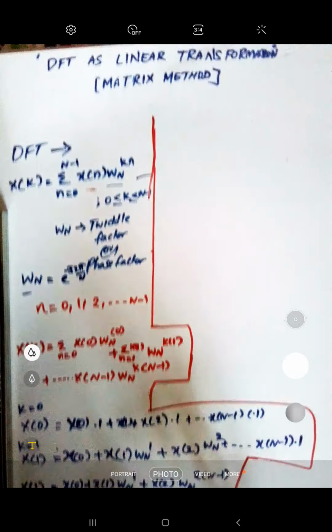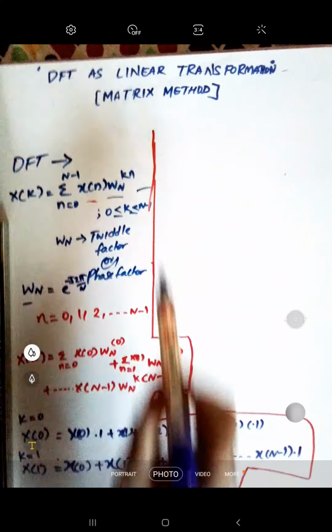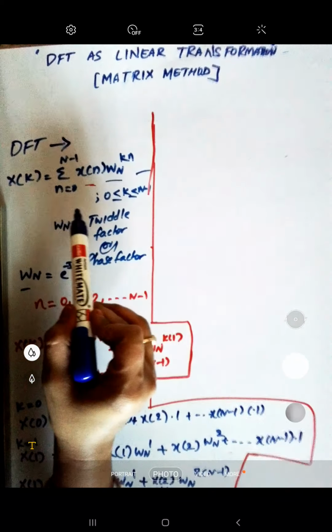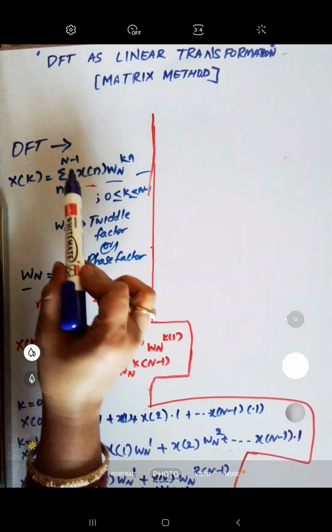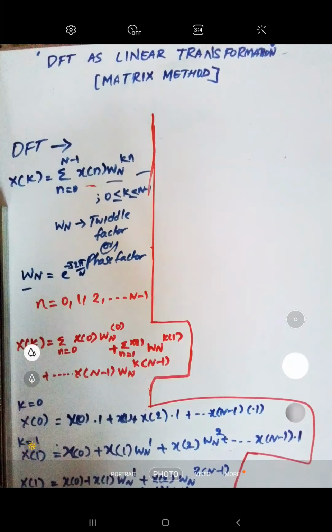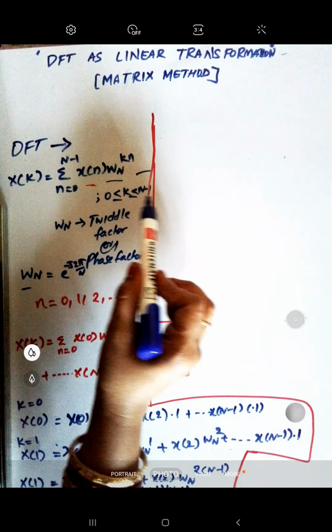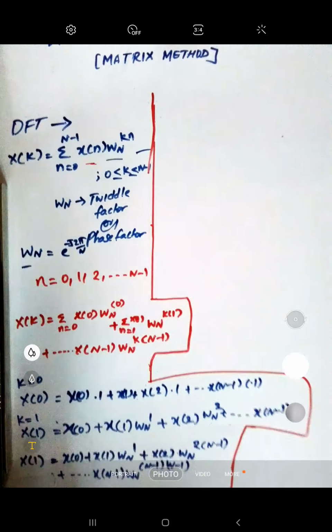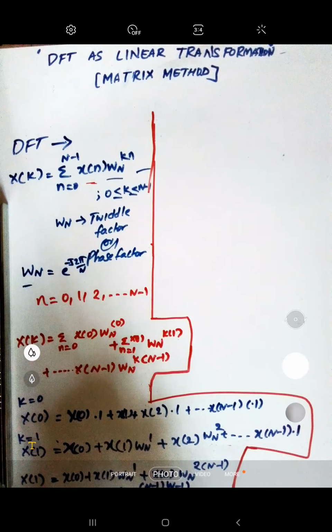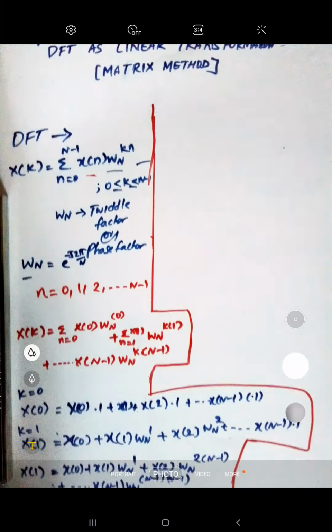In the previous video, we discussed the discrete Fourier transform as a linear transformation. Using the discrete Fourier transform equation, X of k is equal to the summation of n equal to 0 to N minus 1, x of n W_N to the power of kn, where the values of n and k range from 0 to N minus 1. From this linear transformation, we are going to represent this in a matrix method.